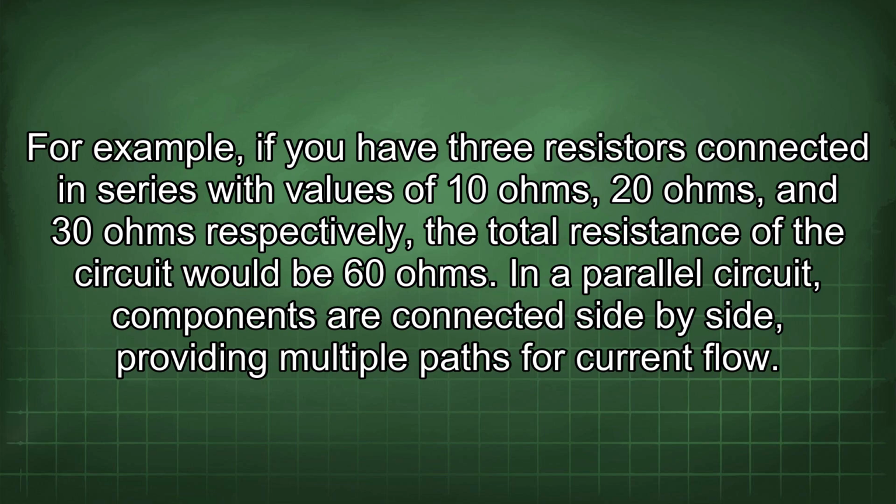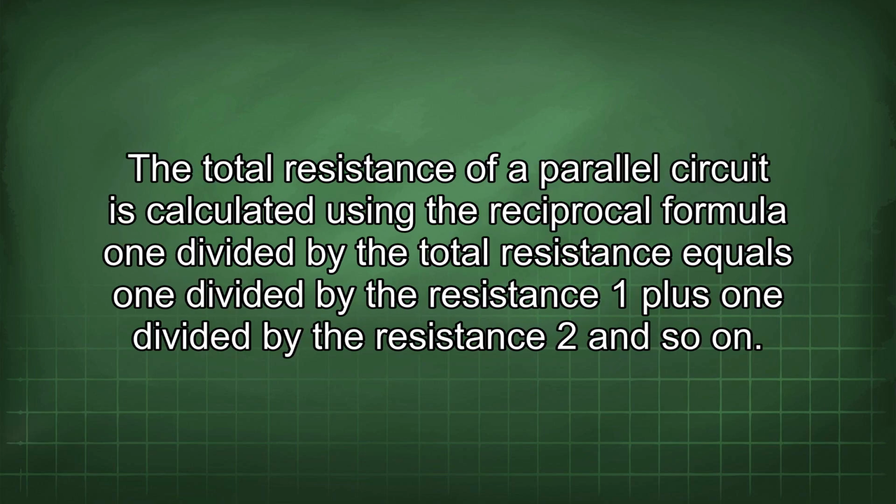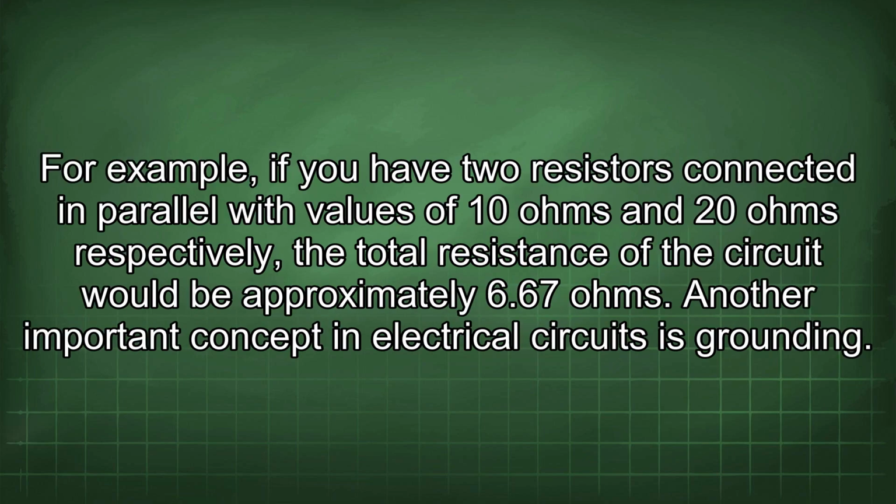In a parallel circuit, components are connected side by side, providing multiple paths for current flow. The voltage is the same across all components in a parallel circuit. However, the current is divided among the branches, with the sum of the currents in each branch equaling the total current entering the circuit. The total resistance of a parallel circuit is calculated using the reciprocal formula: 1 divided by the total resistance equals 1 divided by the resistance 1 plus 1 divided by the resistance 2, and so on. For example, if you have 2 resistors connected in parallel with values of 10 ohms and 20 ohms respectively, the total resistance of the circuit would be approximately 6.67 ohms.